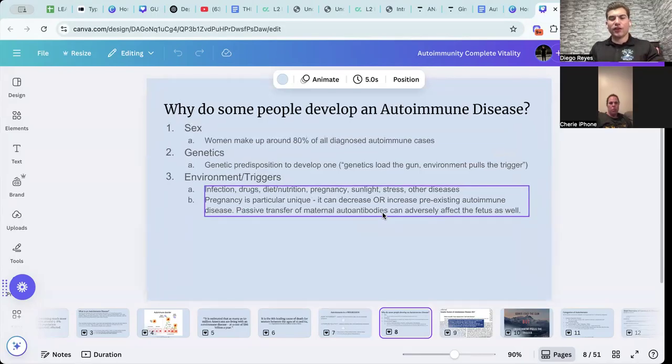Women make up 80% of all diagnosed autoimmune cases. Genetic predisposition to develop one. Okay, but remember, genetics load the gun, environment pulls the trigger. I don't know if you've ever heard that, but your genetics load the gun. That's what you're born with. But the environment you live in pulls the trigger on what happens.